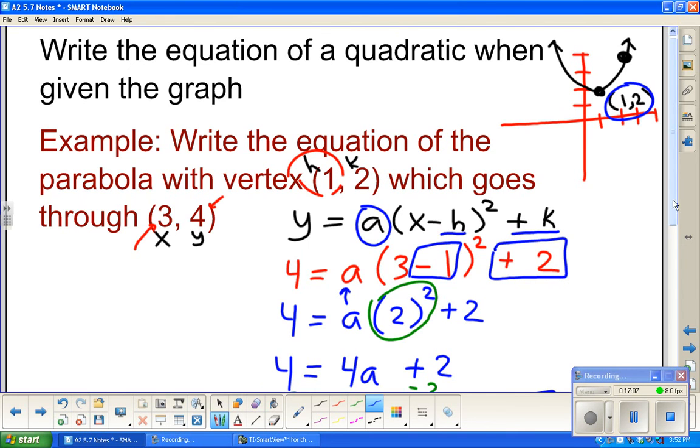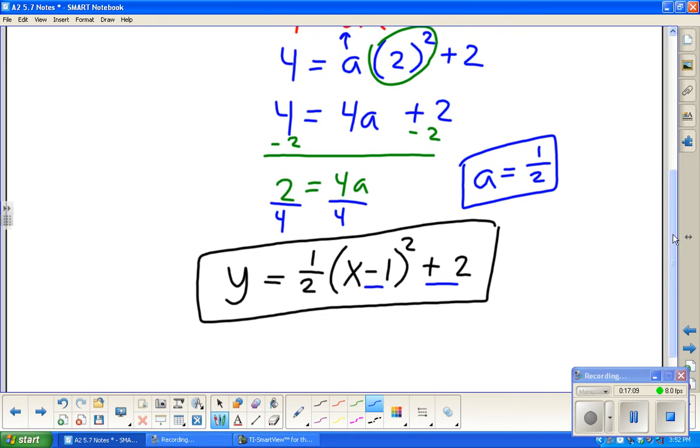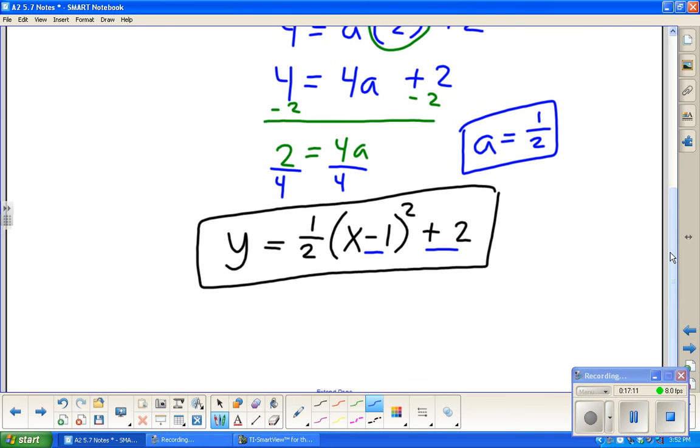Okay, and that is that. We can kind of tell from this graph that it opens upward because our a is positive. Okay. We know where the vertex is from the h and the k, and that's what the vertex form really does for us. And that's that.